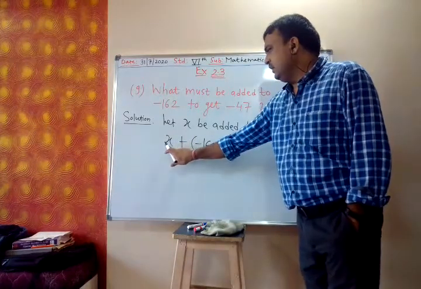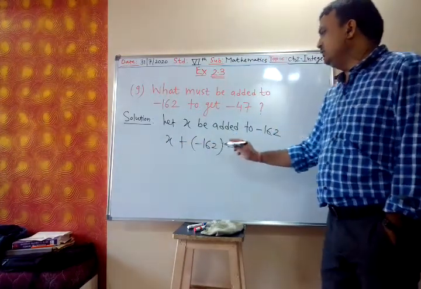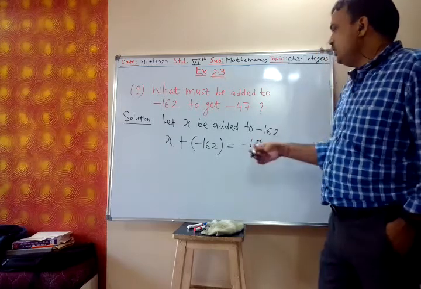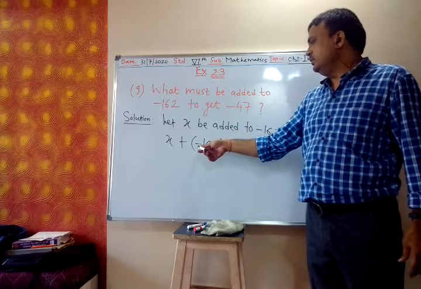Now when x is added to minus 162, we get minus 47. So what should be added to minus 162?